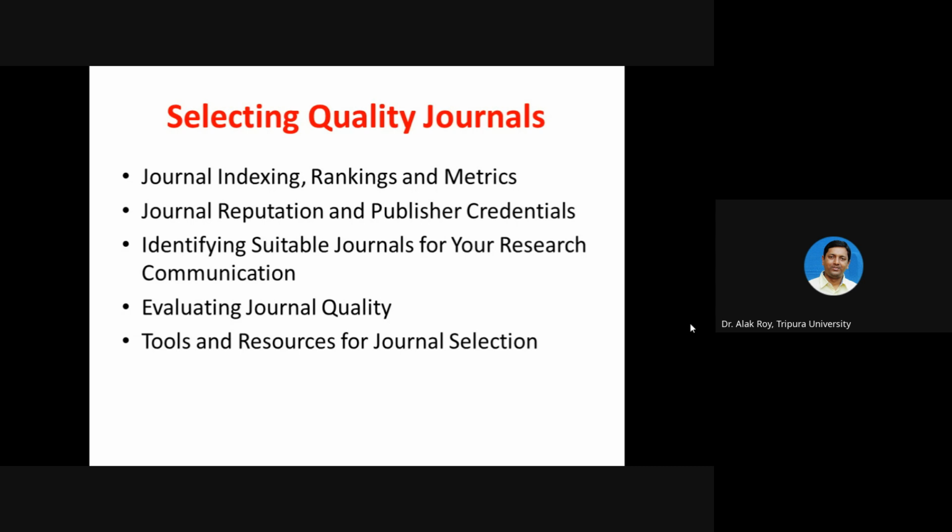Second one, reputation and the publisher credential. Third one, how you can actually identify suitable journals for your research communication, and then within a journal, how you are going to evaluate the journal quality. The fourth one: because, as I told you, in Scopus also lots of predatory journals are there. Scopus is gradually removing them. Even in Web of Science also that is there.